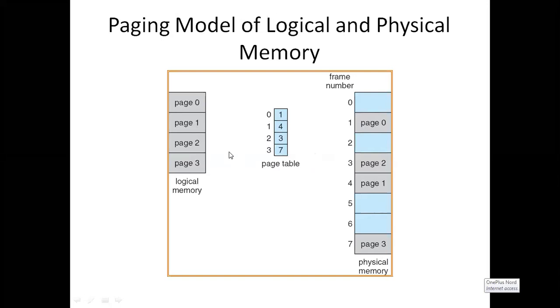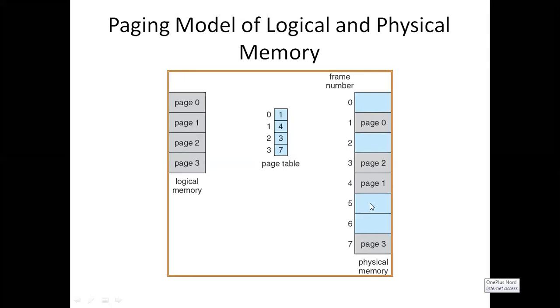So the entire process here is divided into 4 pages. If you observe the main memory, the entire process is not in a contiguous memory location. It is non-contiguous. Why? Because page 0 is in the first frame, page 1 is in frame 4, page 3 is in frame 7. That means they are not in contiguous memory locations.